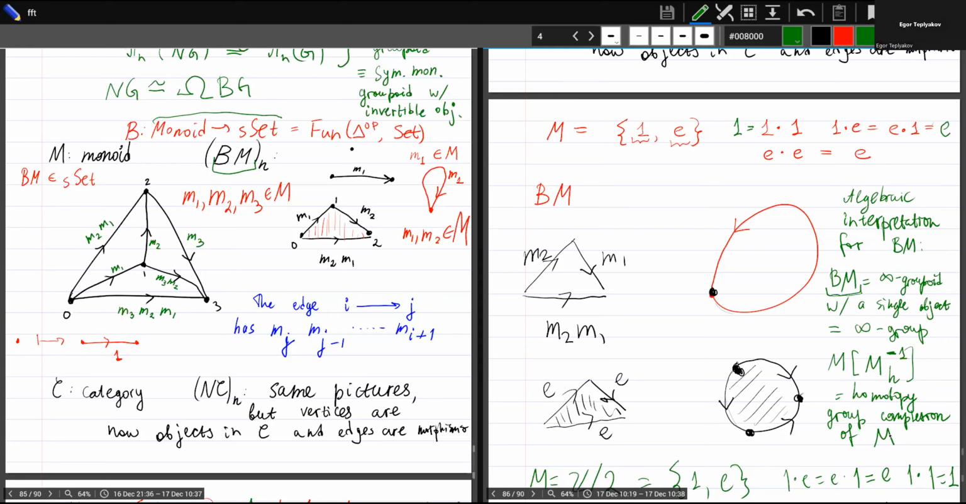Group completion for a monoid is a loop space of the classifying space, yes? Yeah, so more concretely, you can say the homotopy group completion is the loop space of BM. Yes.